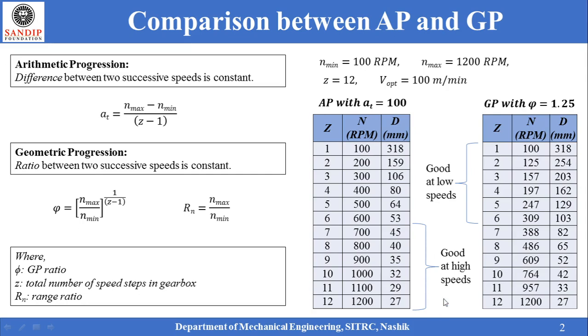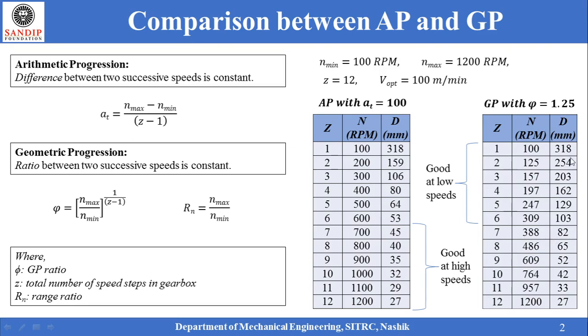Let us do a similar analysis for a gearbox designed using geometric progression. Using this formula and putting the values of Nmax, Nmin and Z, we can calculate the geometric progression ratio phi as 1.25. Thus we can calculate 12 speed steps using this formula. Similarly, we can calculate the economical diameters which can be manufactured using these spindle speeds by the formula V equal to pi dn by 1000, which we have already seen in the previous lecture.